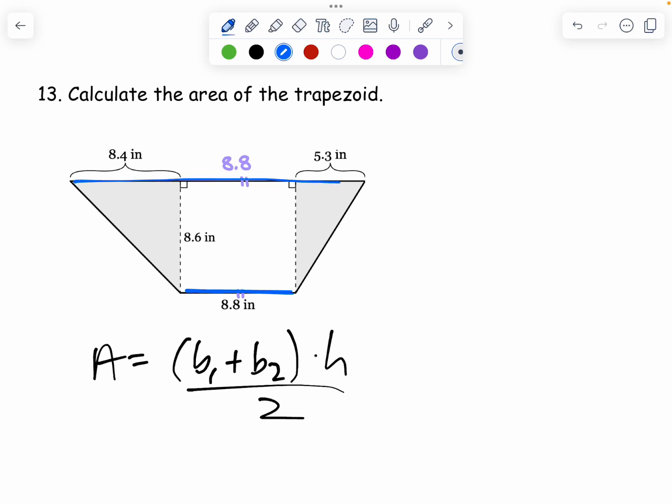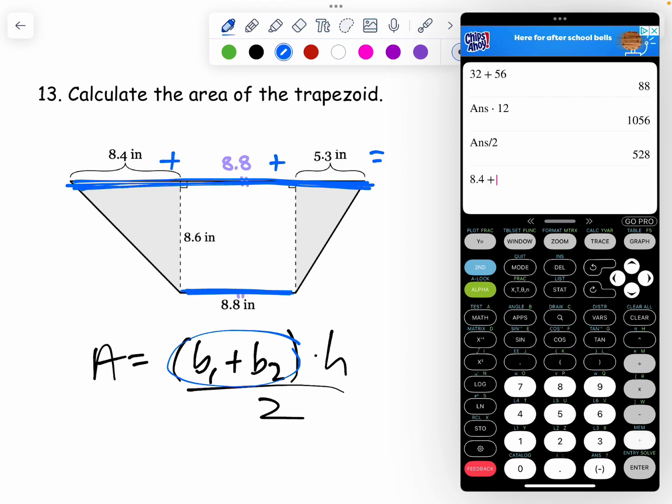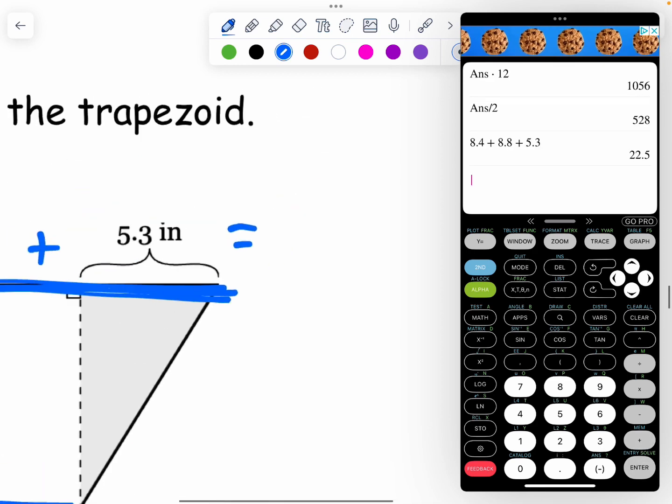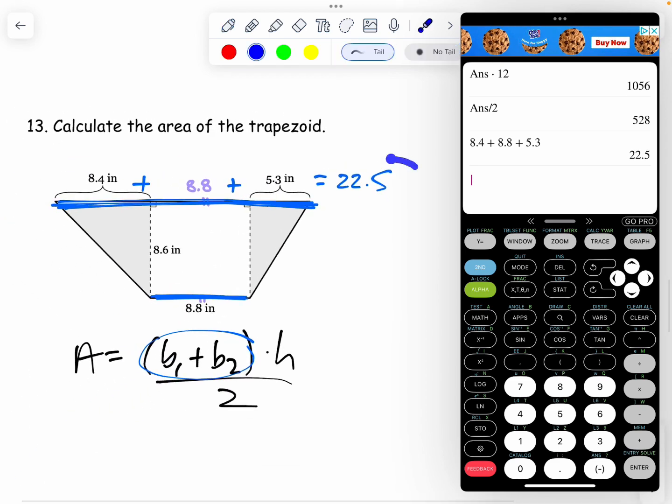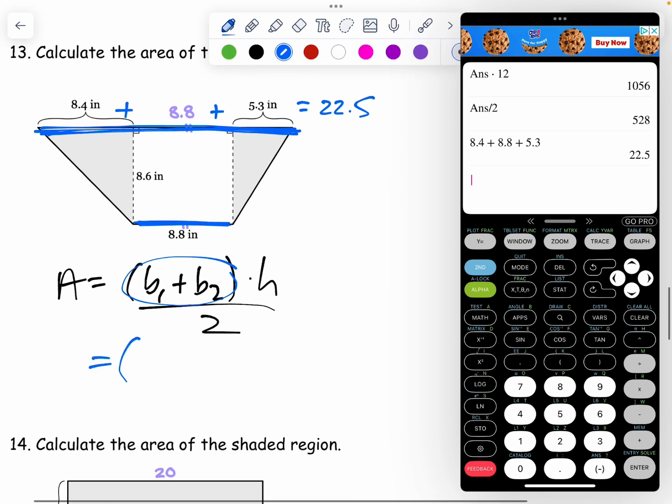The other one is, I'm going to have to add all those pieces together again. Okay, these are my two bases. And that's what I'm going to figure out first. So I need to add 8.4 plus 8.8 plus 5.3. Let me do that in the calculator real quick. 8.4, 8.8, 5.3, 22.5. That's one of my bases. The other base is 8.8. So I'm going to plug those in. I've got 22.5 and 8.8. Those are my two blue sides that I have highlighted.